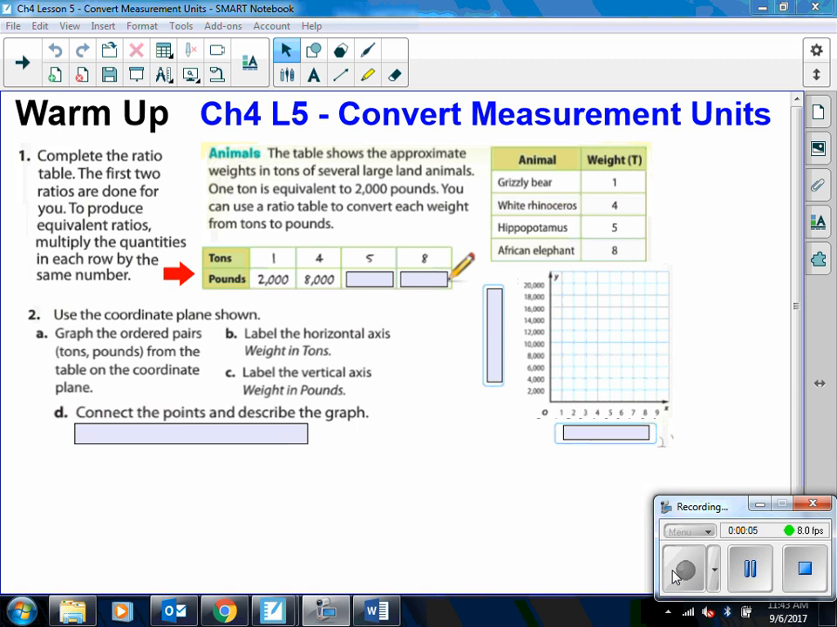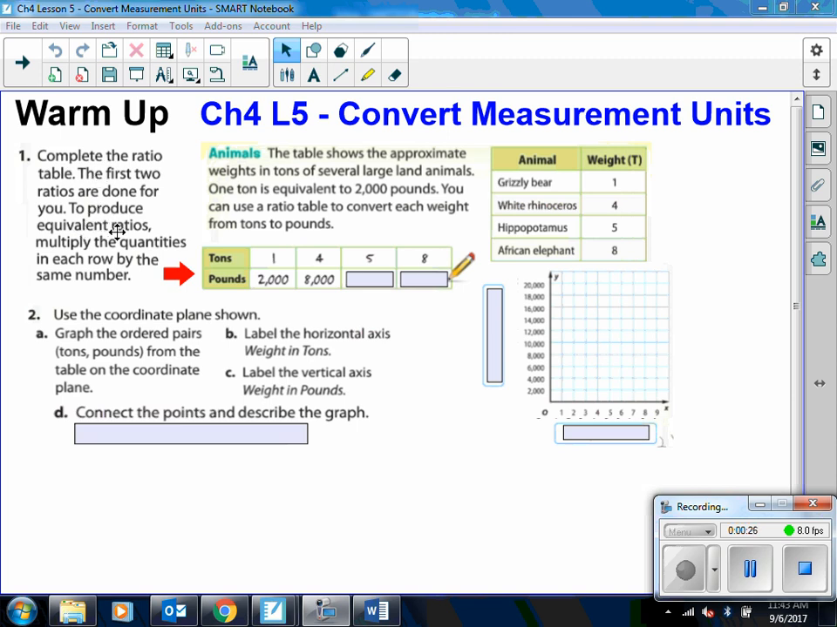All right, so Chapter 4, Lesson 5 is Convert Measurement Units. The table shows the approximate weights in tons of several large land animals. 1 ton is equivalent to 2,000 pounds. You can use a ratio table to convert each weight from tons to pounds. So here the first two are done for us. It says complete the ratio table.